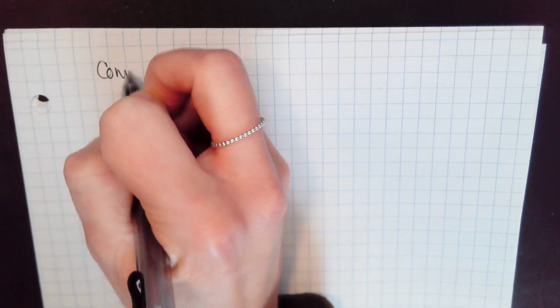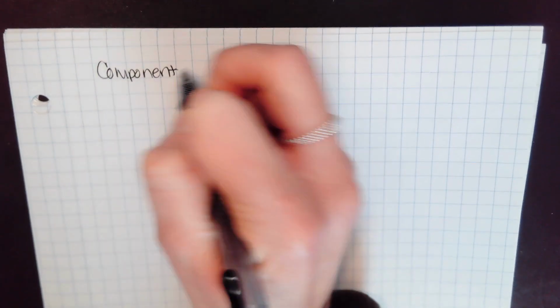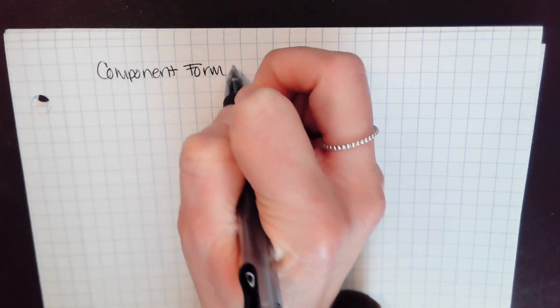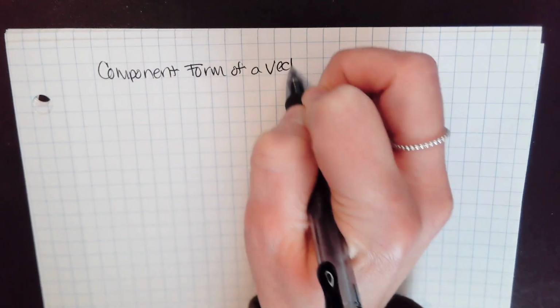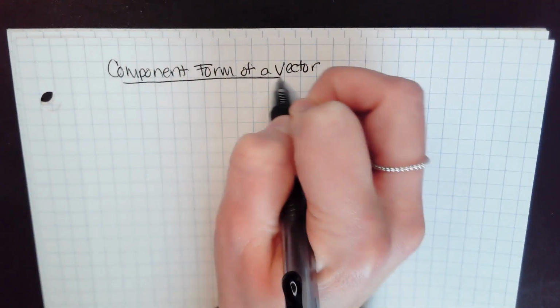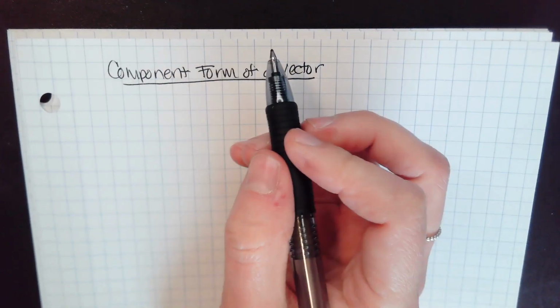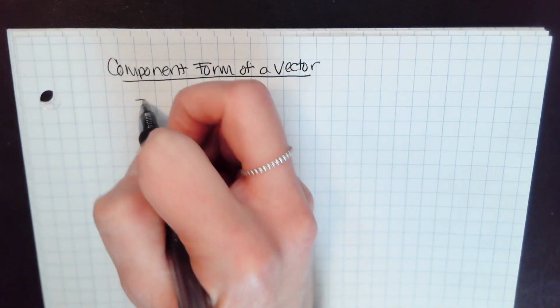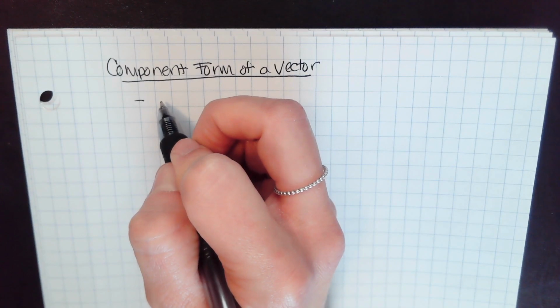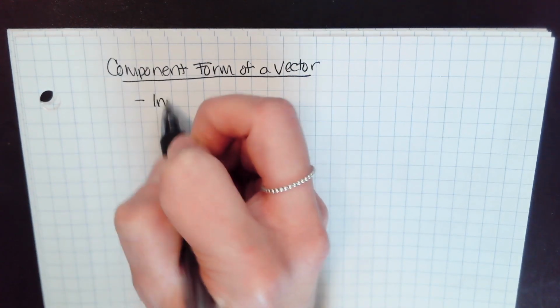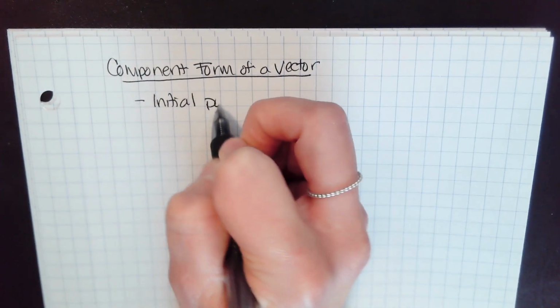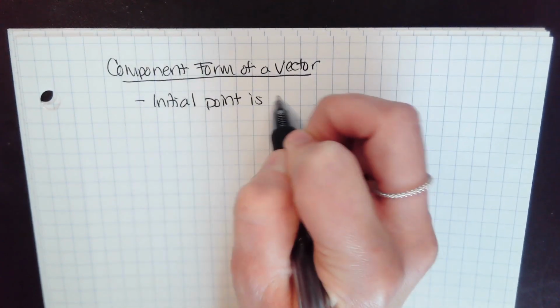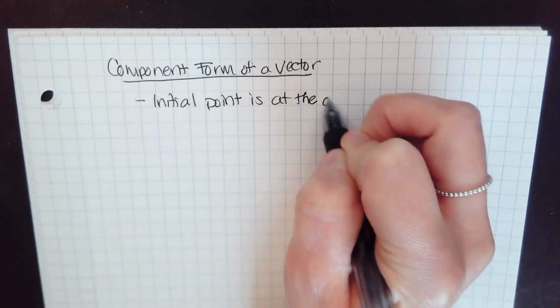All right, now let's talk about component form of a vector. A few things here. When you're in component form, the initial point is always at the origin. The initial point is at the origin.